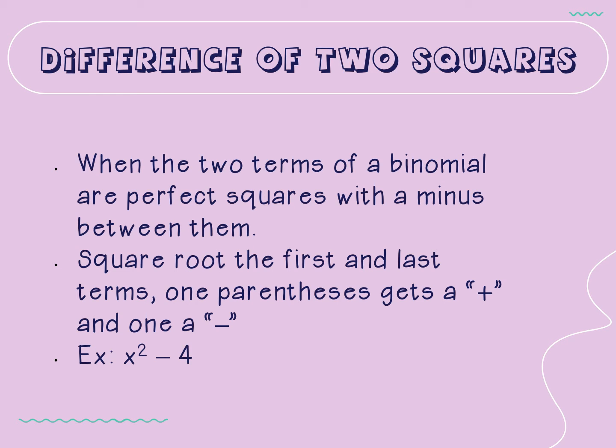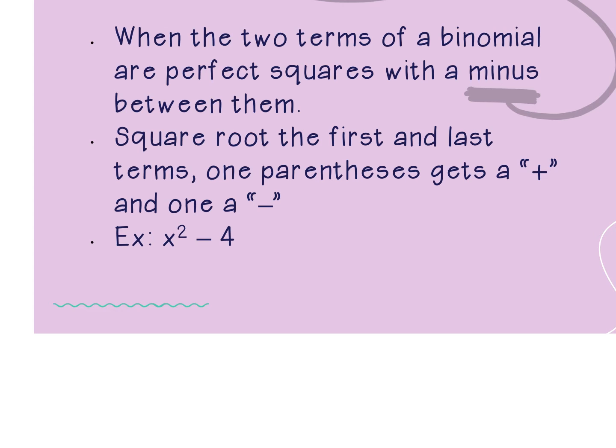So the difference of two squares is when the two terms of a binomial are perfect squares. And what's important here is that you recognize that there's a minus sign in between the perfect squares, hence the name, the difference of two squares. So in order to do this, all we need to do is square root the first and the last terms. One of the parentheses will get a plus sign and one's going to get a minus sign. So let's go ahead and try this example that's here.